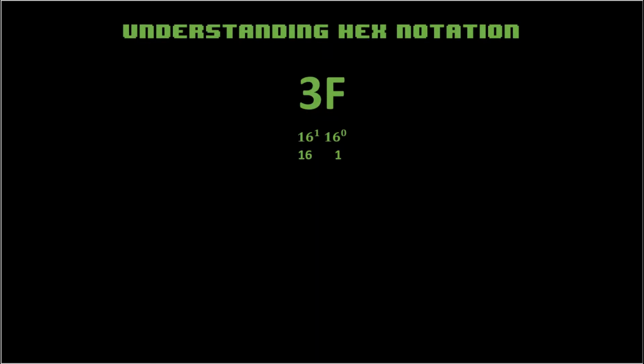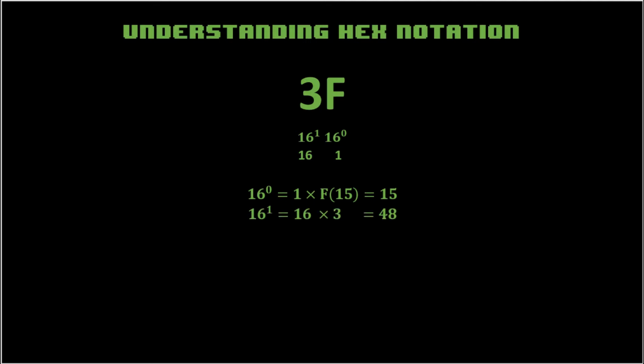Starting from right to left, the first number or letter represents 16 to the 0 power, and the second one represents 16 to the 1st power. The first letter is F, so you take 16 to the 0 power, which is 1, and multiply it by 15, since F is equal to 15. 15 times 1 is 15. Now we go to the 3. You take 16 to the 1st power, and multiply it by 3, which is 48. Then you add those two numbers together. So 48 and 15 will give you 63.